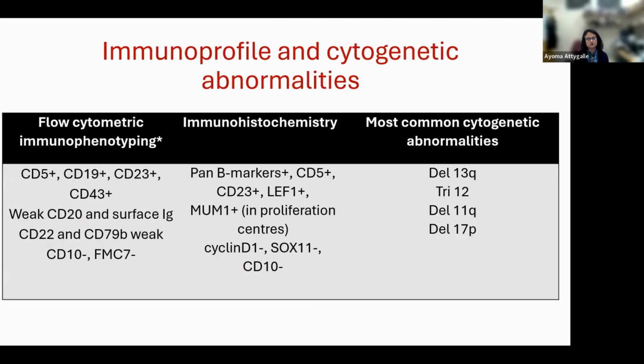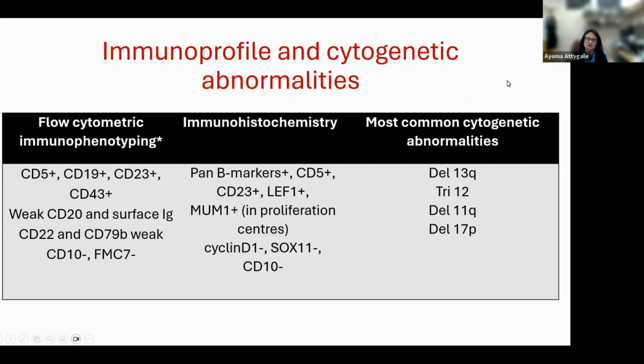On flow cytometry, you are able to assess quite a lot. For instance, you get the phenotype CD5, CD19, which is a pan-B marker, CD23 and CD43. There's weak CD20 and weak surface IG, and CD79B weak, and negative for CD10, negative for FMC7. So the CLL is scored in this way, depending on marker positivity. And the immunohistochemistry we've already discussed.